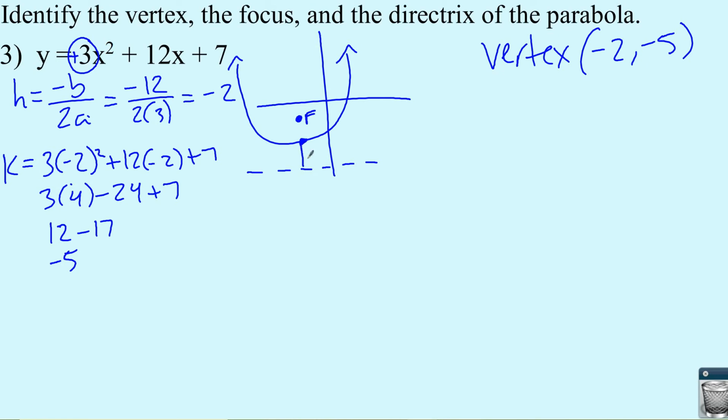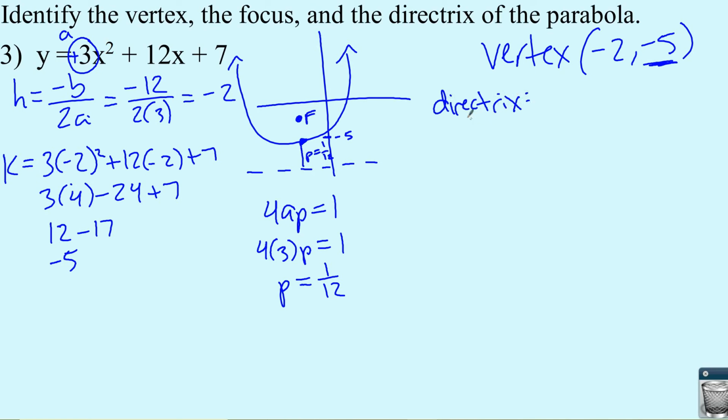Well, we need to figure out what p is. So 4ap equals 1, and oh, that's a. So 4 times 3 times p is 1, right? So p is 1/12. So that distance is 1/12. So if we're going to move up and down, we're adjusting our y value, right? This is at -5, and we want to go down 1/12 to get our directrix.